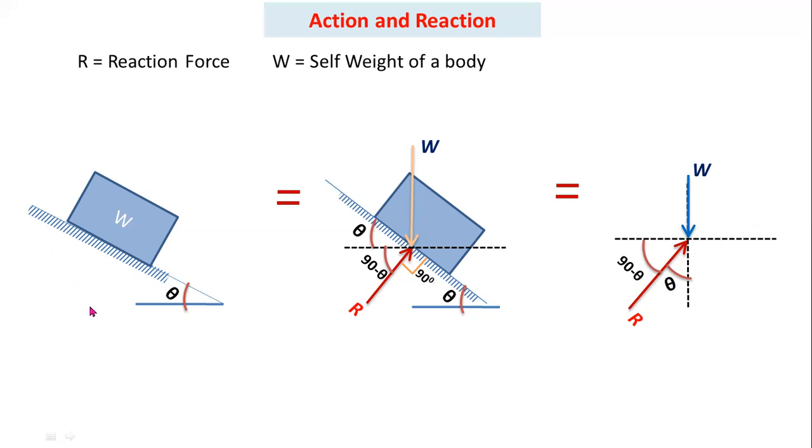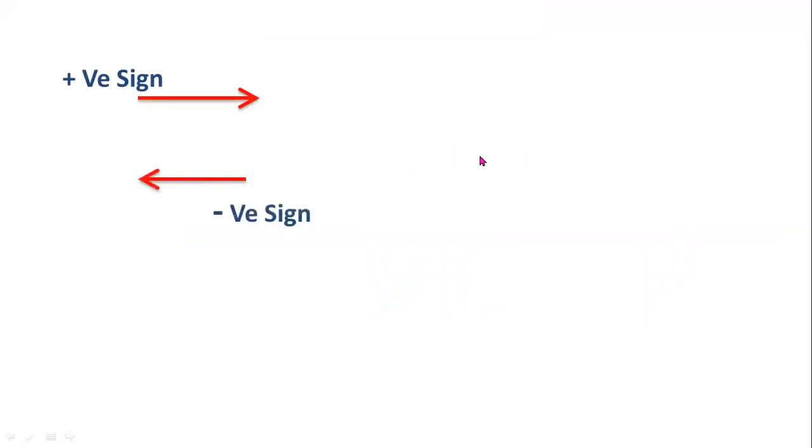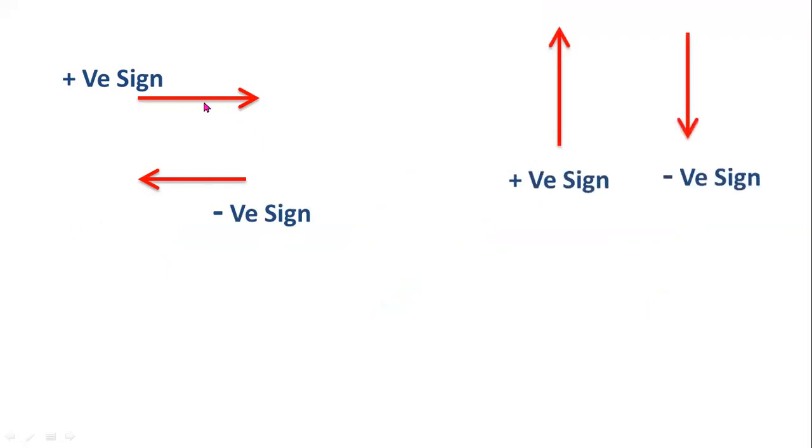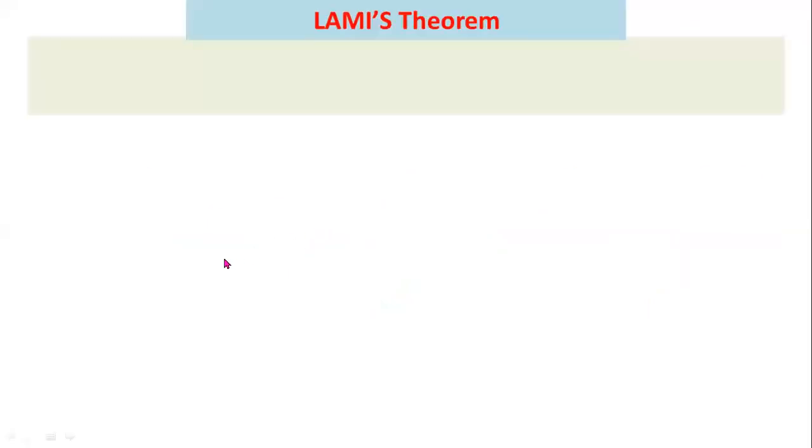For solving any problem, you have to use these fundamentals for considering the reaction forces. So these are the important sign conventions. For right side direction, you have to consider positive sign. For left side direction, you have to consider negative sign. For upward direction, you have to consider positive sign. For downward direction, you have to consider negative sign. These are the important sign conventions for solving the problem.